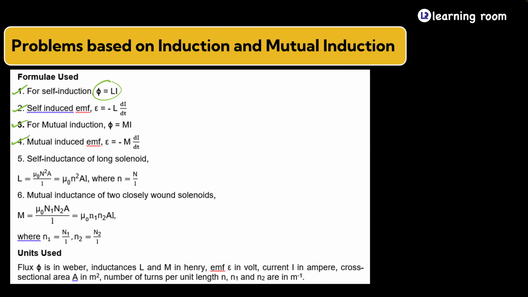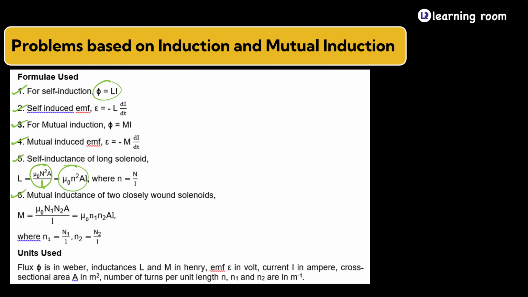For mutually induced EMF, you will write E is equal to minus M dA by dt. So self-inductance for a long solenoid, how is it given? It is given as mu naught N square A L. Or if you write small n as capital N by L, then it will be mu naught into capital N square A divided by L. This is another way of understanding.